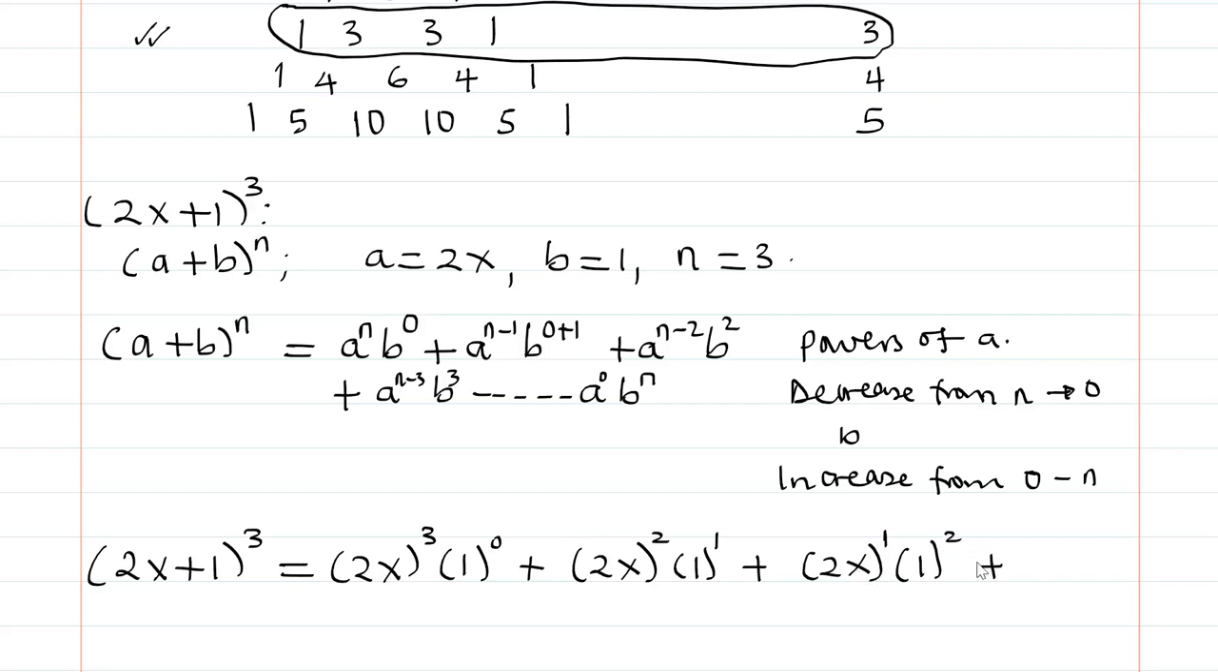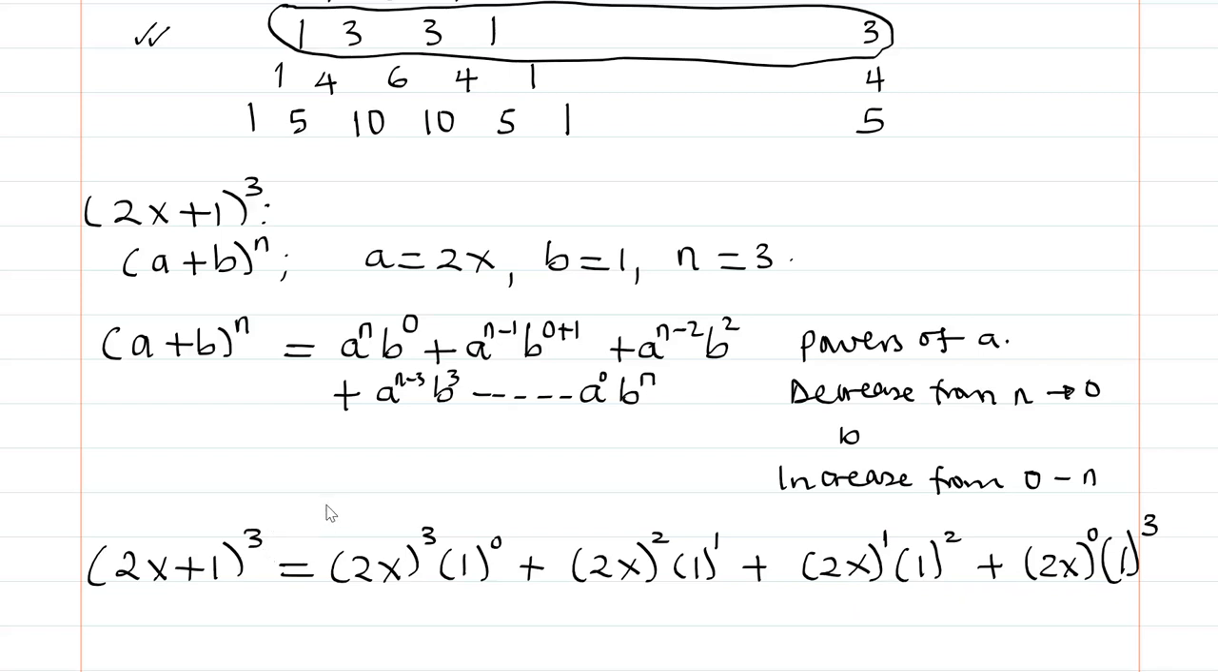Plus our a again decreases by 1. 2x, which is n minus 3. N is 3. 3 minus 3 is 0. And then b, which is 1, its power rises to 3. So this is the general format of the expansion.